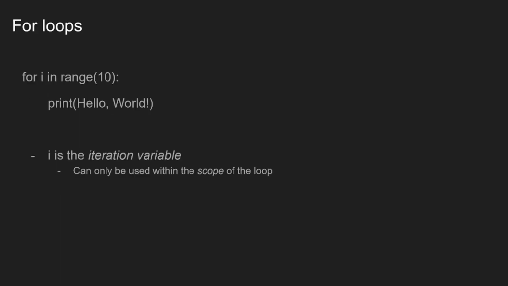The next type of loop, the for loop, is used for iterating over a sequence, which at the moment does not matter much to us, but it will soon. One example use of the for loop is creating a for loop that will print the phrase hello world for every number from 1 up to but not including 10 by using the range function. Here, i is called the iteration variable, which is a type of variable that can only be used within the scope of a function. We'll come back to scope. We'll come back to these ideas in a later video.